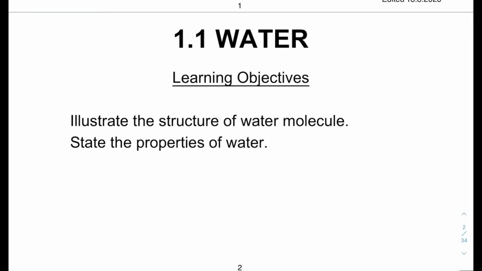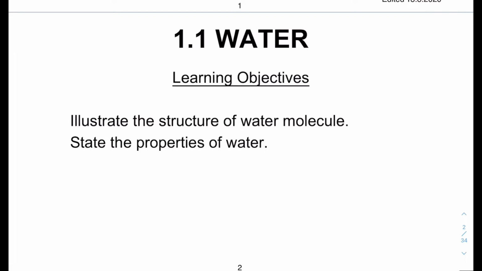In this video, I am going to explain about chapter 1, Molecules of Life. So in chapter 1, there are 5 subtopics. So we are going to look at subtopic 1 first, 1.1, which is water. Okay, so there are 2 learning objectives in this subtopic. The first one, you must be able to illustrate the structure of water molecule.